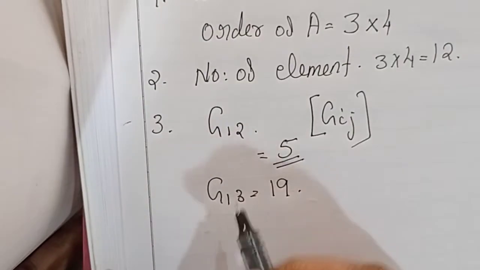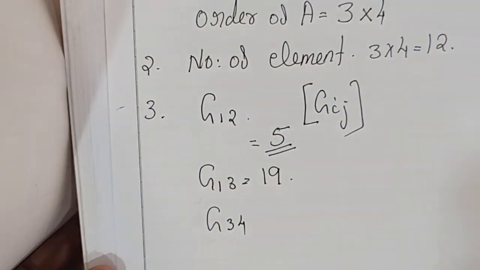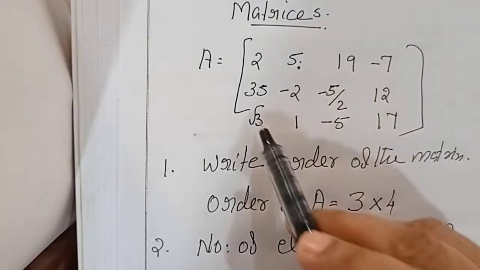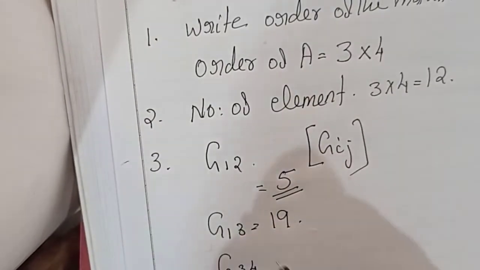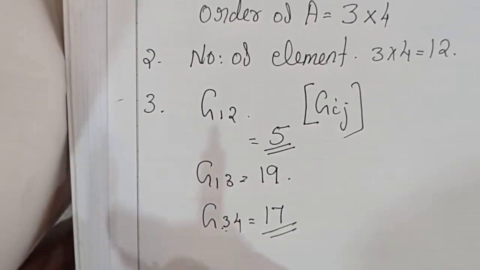Then can you say what is A34? What is the meaning of A34? Look at the board and say, third row, fourth column. All of you look here. A34 means third row, fourth column. Which is the element in third row, fourth column? Yes, 17 is the element corresponding to third row, fourth column. Okay.